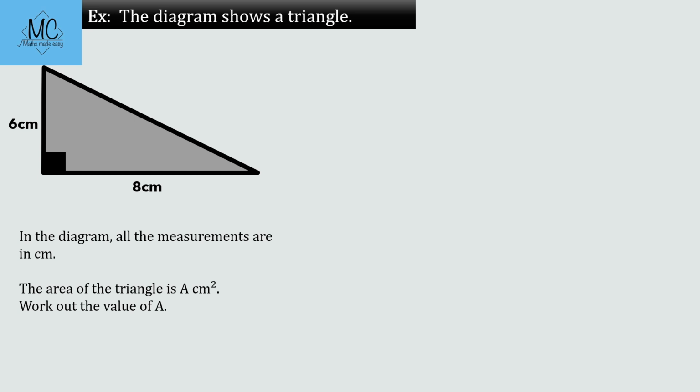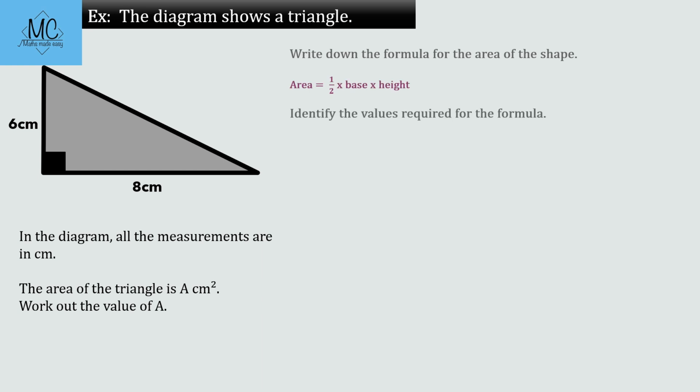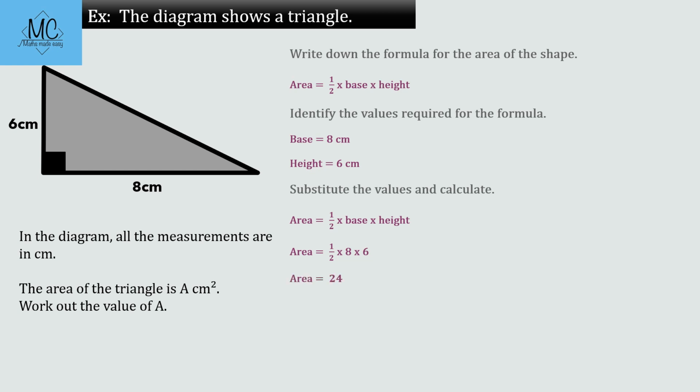As per the instructions given before, the four points you have to follow while answering are: first, write down the formula for the area of the shape. The formula for this will be half times base times height. Then identify the values required for the formula. My base will be 8 centimeters and the height will be 6 centimeters. Third, substitute the values and calculate. I will input these values into my formula, so area is equal to half times 8 times 6, and the answer will be 24.